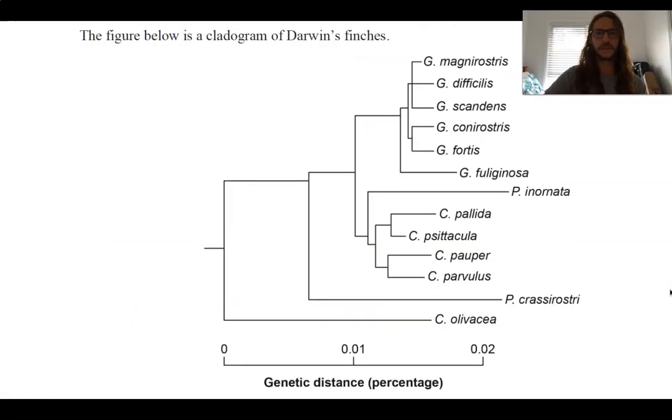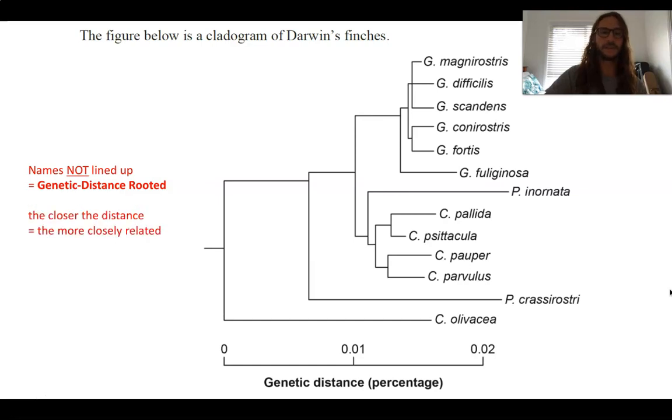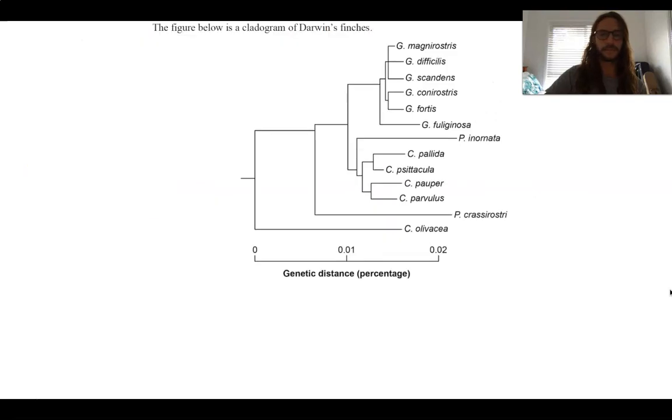Another question with another graph. So the first thing to do is to look at what type of cladogram this is. The names are not lined up, so therefore it's a genetic distance-rooted cladogram. You're going to look at the literal length of the lines. Remember, the closer the distance, the more closely they are related. This is the same graph, but here with the questions.